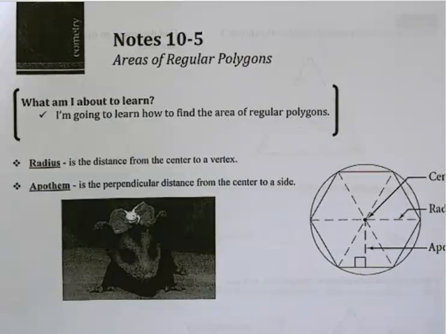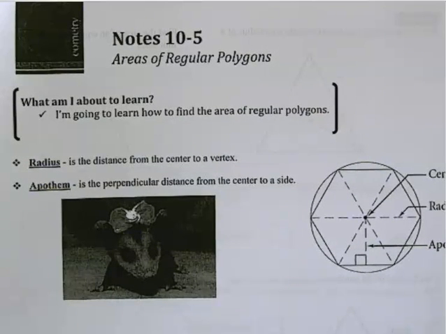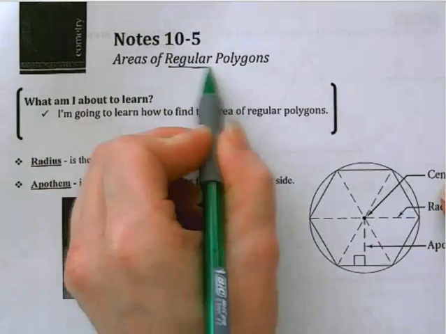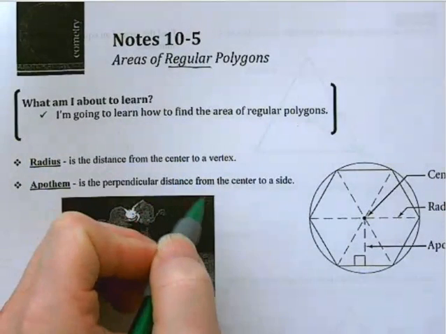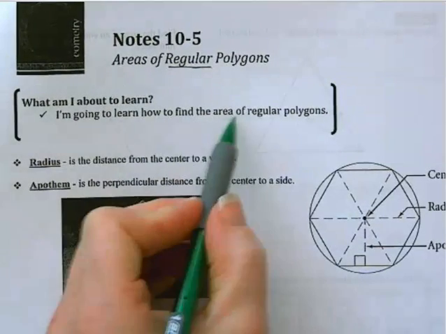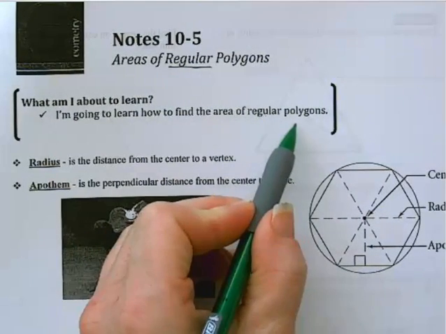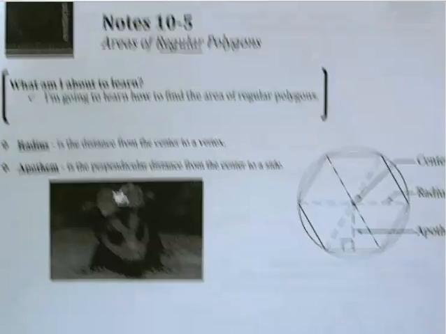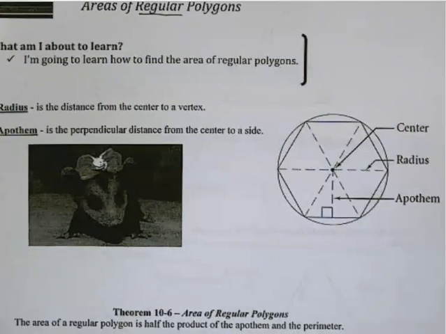Okay, welcome to your notes for the area of regular polygons, notes on 10.5. Now, let's remember what is a regular polygon. Regular means all sides and all angles are congruent. So in this lesson, we're going to find the area of all kinds of regular polygons. All right, so let's begin with some terms.